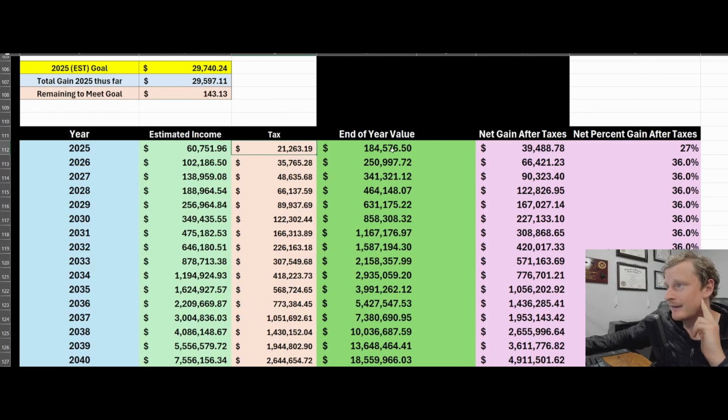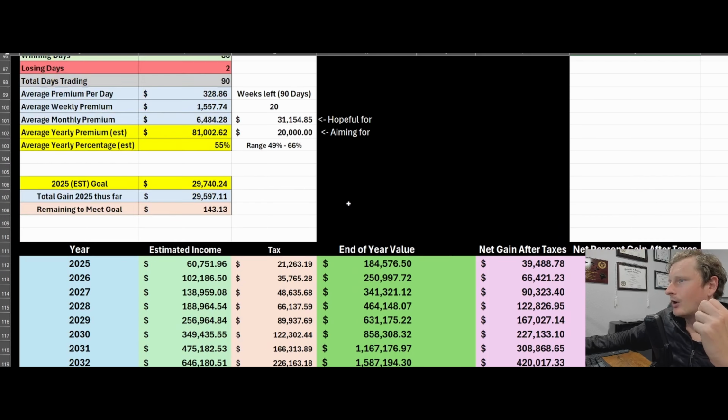Somebody in the comment section started talking about after tax gains, and then it just prompted me to create this little section. These numbers after 2025 are all going to be the same because it's going to be based off of what my trading performance is. So the most accurate number at the time will be the year of.